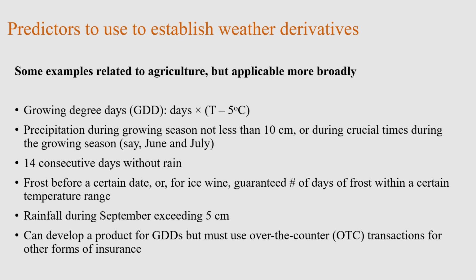So in other words, maybe a month without any rainfall. 14 consecutive days without rain. Frost before a certain date, or for ice wine, guaranteed number of days of frost within a certain temperature range. We mentioned this one earlier. Rainfall during September that exceeds 5 centimeters and then makes problems for harvesting. You can develop a product for growing degree days, but must use over-the-counter transactions for other forms of insurance.